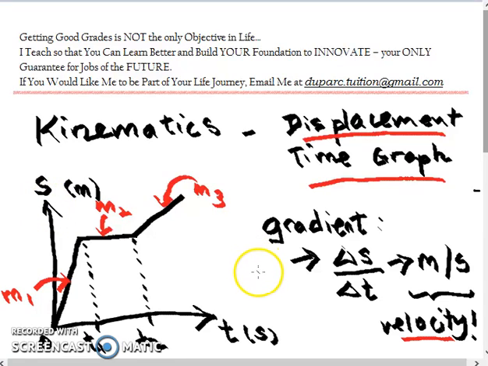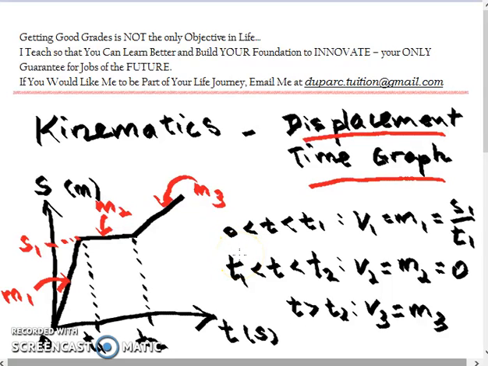So on the displacement time graph, what's the significance of the gradient? The gradient is the change in displacement divided by the change in time, delta s over delta t here. So you can see that the unit is actually meter divided by second, and that is exactly the unit for velocity. So the gradient on the displacement time graph represents velocity.